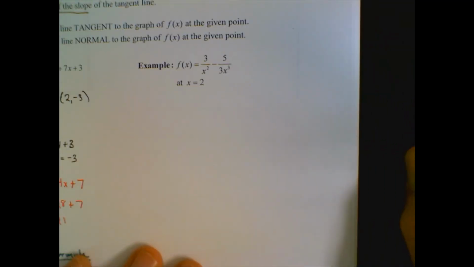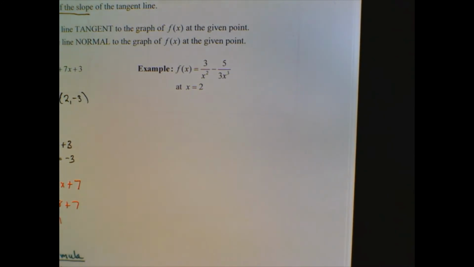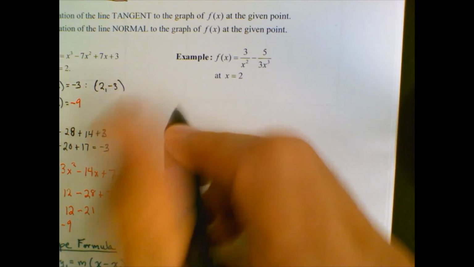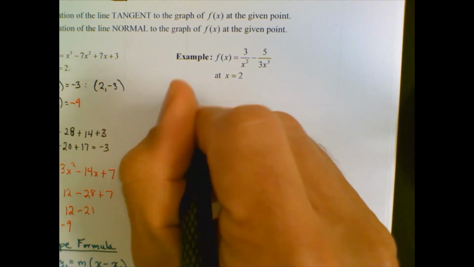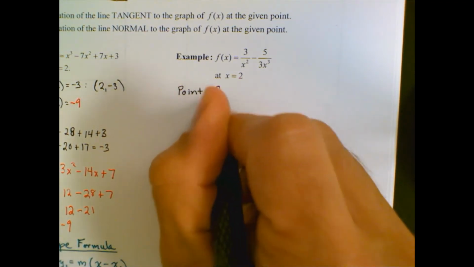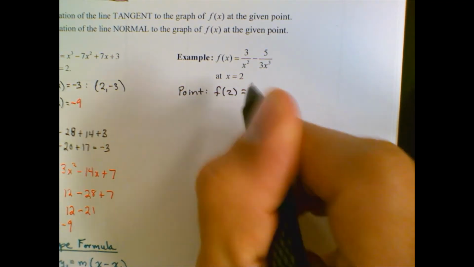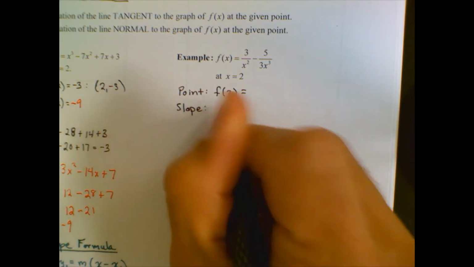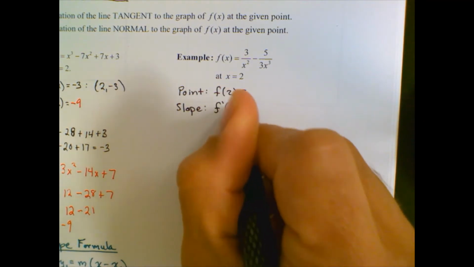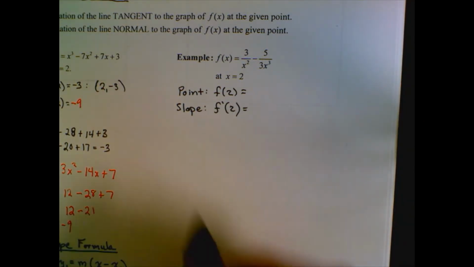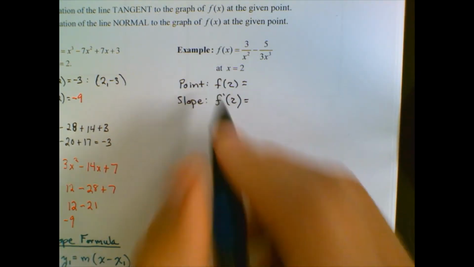So let's take a look at an example that provides a bit more challenge. You'll see that every tangent line problem I approach by first describing for the reader what my point is. Well, my point's going to be f of 2, but I haven't found it yet. And then I'm going to describe the slope. Well, that would be f prime at 2.